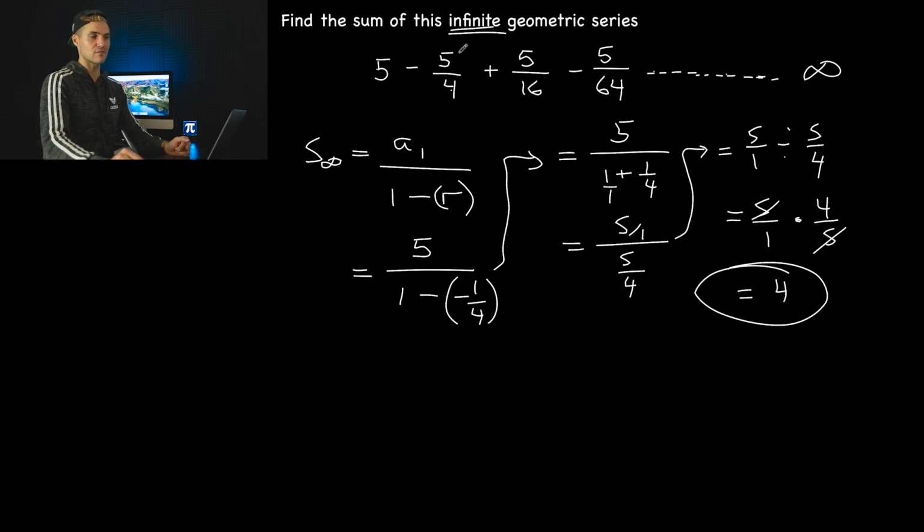The next thing is, notice that these numbers are getting smaller and smaller, right? So we start with 5, then we have negative 5 over 4, which is like negative 1.25. Plus 5 over 16, right? That's a smaller number. 5 over 64, that's a smaller number. So not only are the signs alternating, but the numbers are getting smaller and smaller on an absolute basis. And yeah, when you go to infinity with this particular geometric series, the sum of the infinite geometric series is going to be 4.